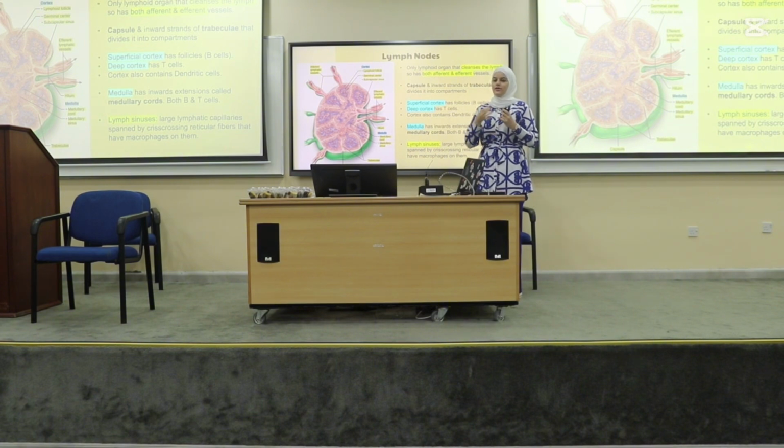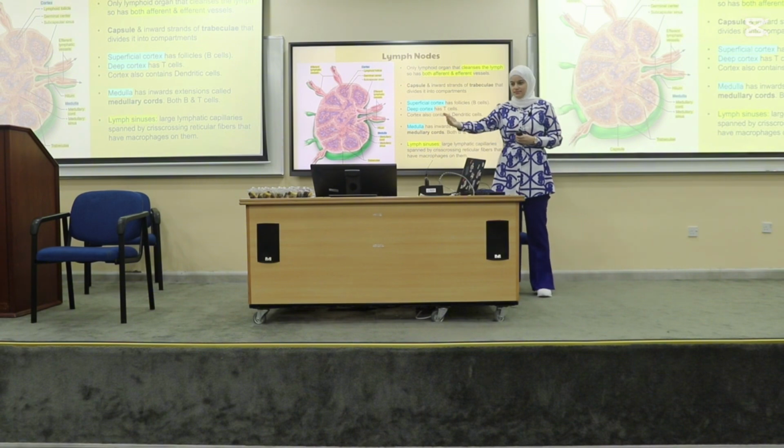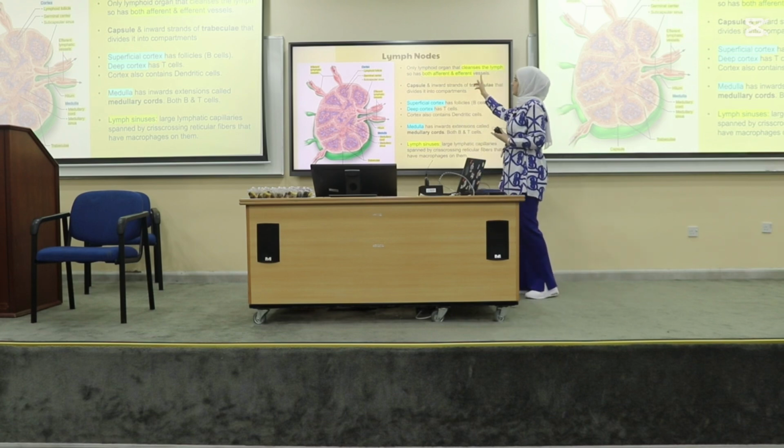What is it? It's the only organ that cleanses the lymph. So it has lymph entering it, it cleans it, and it exits. Other lymphoid organs like spleen, they have only lymph exiting them because they need to be drained from the plasma leaving. But they don't have lymph entering and getting cleaned. The other lymphoid organs also play a role in immune function. They have lymphocytes, as well as lymph nodes, but lymph nodes cleanse the lymph, like it fights pathogens in the lymph. So that's important. So they have both afferent and efferent.